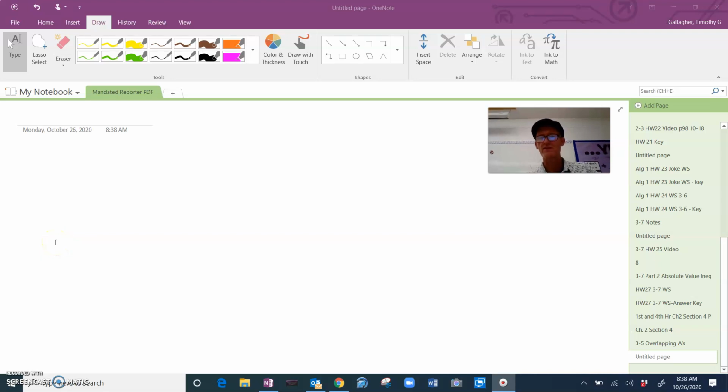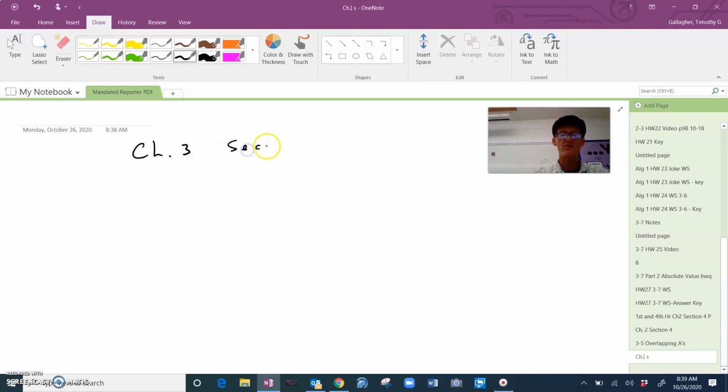Good morning, everybody. This is Honors Geometry, Chapter 3, Section 5. So this is 3-5 notes, and this is part 1, I guess you can say. But in 3-5, the main idea is overlapping triangles.